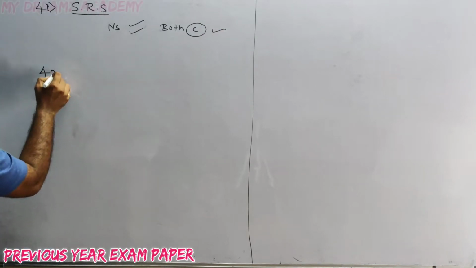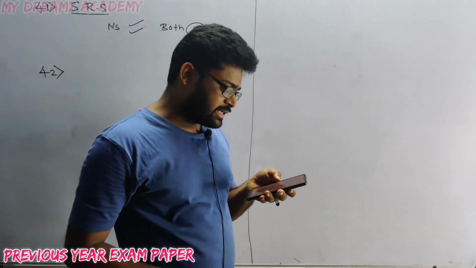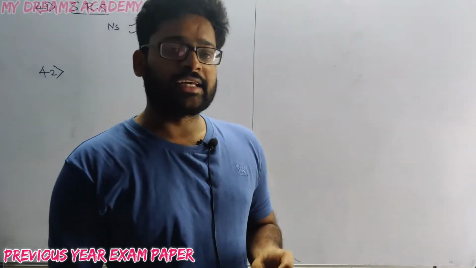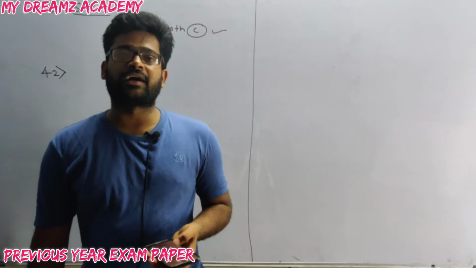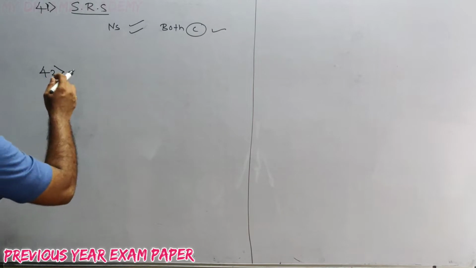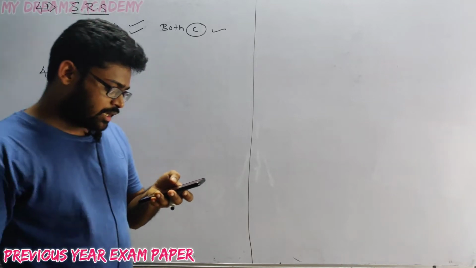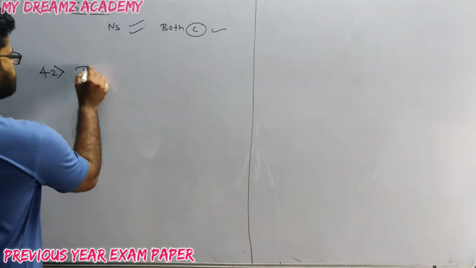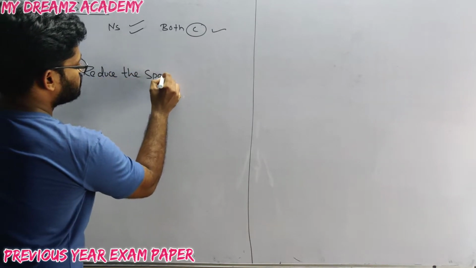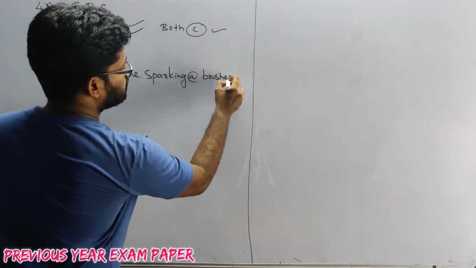Next, question number 42: in AC series motors, the purpose of providing compensating winding is to reduce the sparking at brushes, increase the torque, reduce the heating of armature, or minimize the vibrations. So it is used to reduce the sparking at the brushes. Option A is correct.